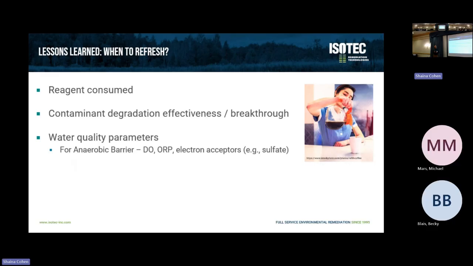And one of the questions I raised about the monitoring program is when to refresh: when your reagent is consumed. You may see this through your contaminant degradation effectiveness starting to decrease. You may start to see breakthrough of your contaminant, where you may have had years of non-detect or very low concentrations on the downgradient, effluent side, and now you're seeing those concentrations back up. Those are hints that your PRB may need to be refreshed.